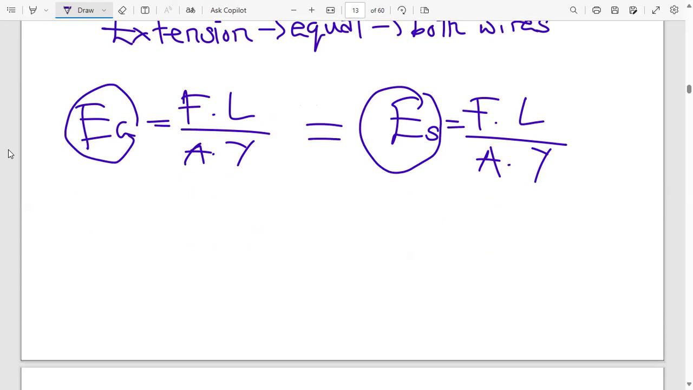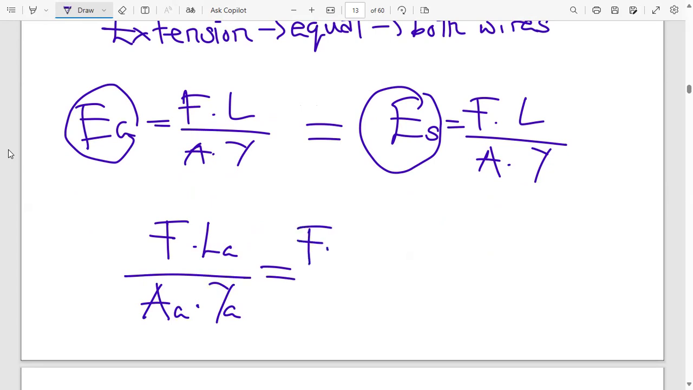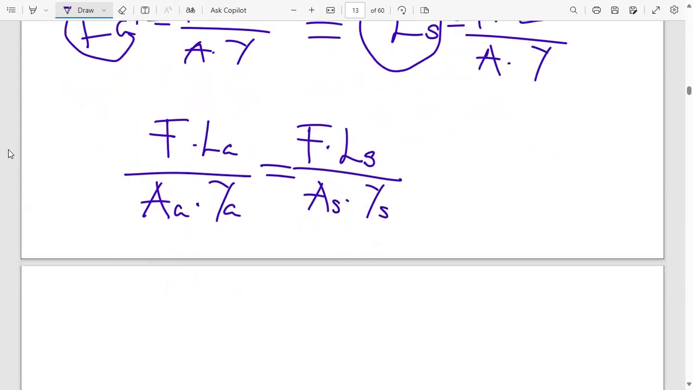So I'll say the tensile force multiplied by the initial length of the copper wire over the cross-sectional area of the copper wire multiplied by Young's modulus of the copper wire should be equal to the tensile force multiplied by the initial length of the steel wire over the cross-sectional area of the steel wire multiplied by the Young's modulus of the steel wire. Do you get any sense from this now?